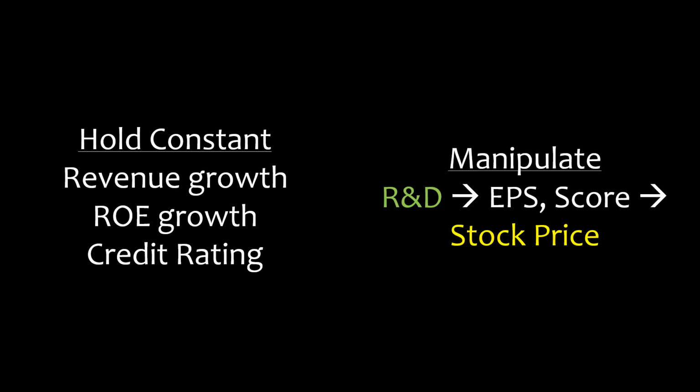So the technique of pump and dump is as follows. First, hold these constant: revenue growth, ROE growth, credit rating growth. Next, change R&D in big jumps to control earnings per share and score, which in turn manipulates the stock price in the current year. This is simpler than you might think.